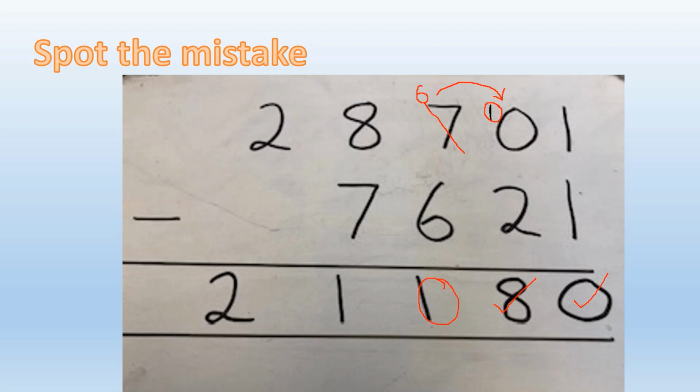Looking at the thousands, 8,000 take away 7,000 is 1,000, so that's correct. And 2 tens of thousands, so 20,000 take away nothing is still 20,000. So the answer should be 21,080. Well done if you spotted the mistake, and thank you for joining me.